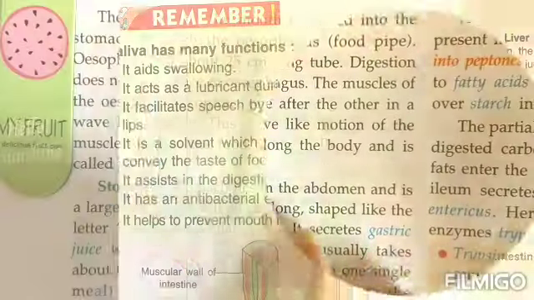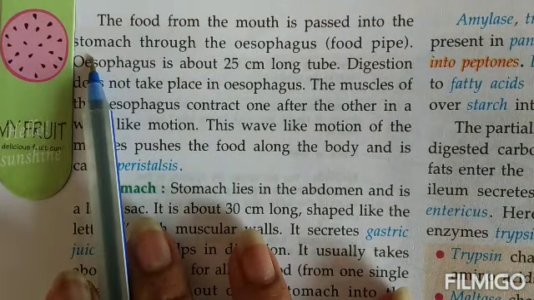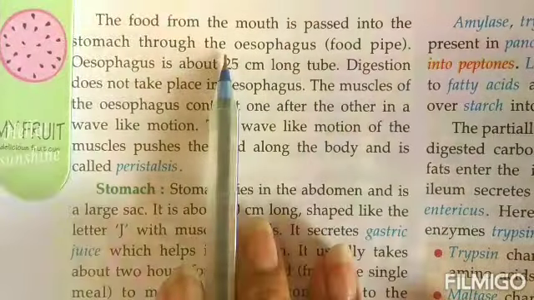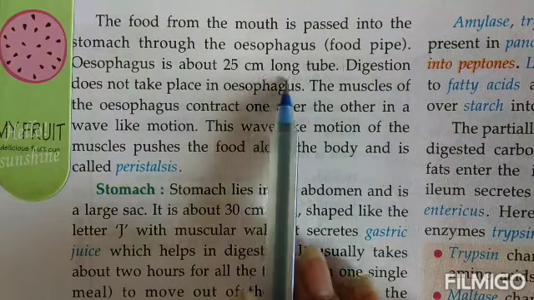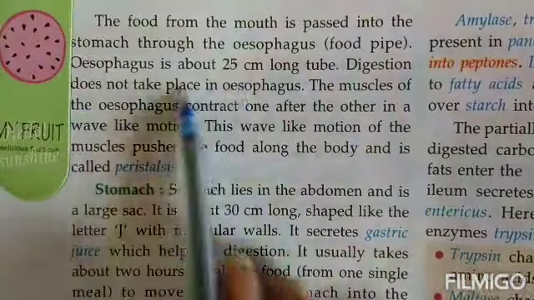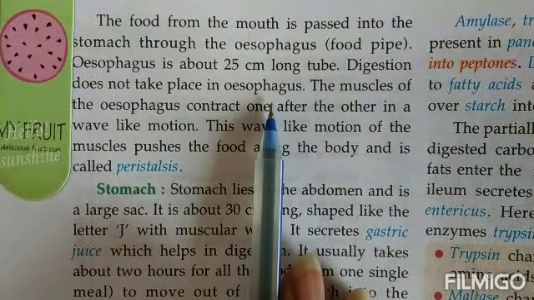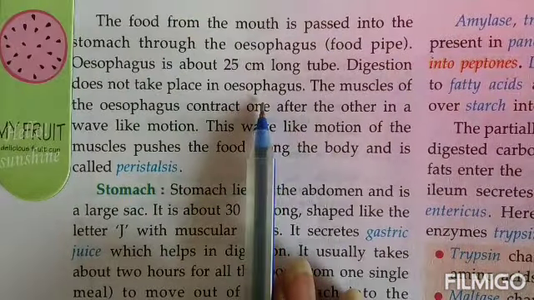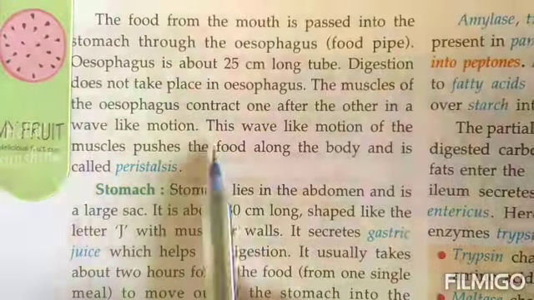The food from the mouth is passed into the stomach, and how will it reach the stomach, children? Through a long pipe which is known as the food pipe, or another name for that is esophagus. Esophagus is a 25 centimeter long tube. It's quite long. Digestion does not take place in the esophagus. That means the food that has already been chewed will not undergo any kind of digestion while it is passing through the esophagus, because it is just a pipe to transfer the food from the mouth to the stomach.